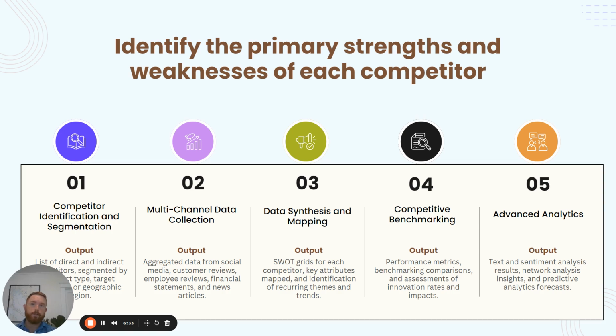And then you move on to step 4, which is competitive benchmarking. Again, use performance metrics like market share, retention rates, product performance metrics, and social media engagement for benchmarking, along with any publicly available data like NPS and CSAT. And then you assess the rate and impact of innovation through patent filings, product launches, and R&D investments for step 4.